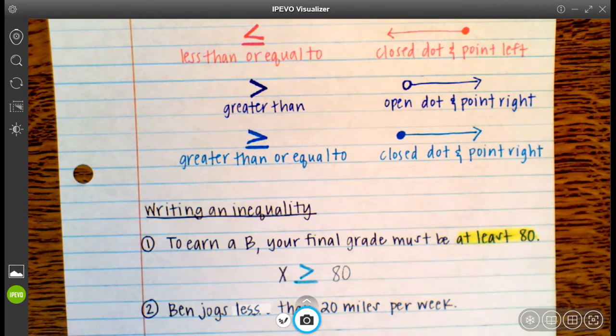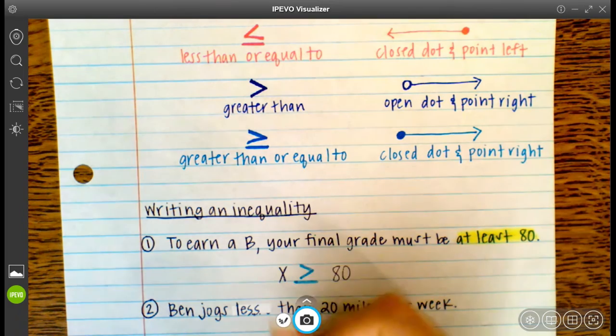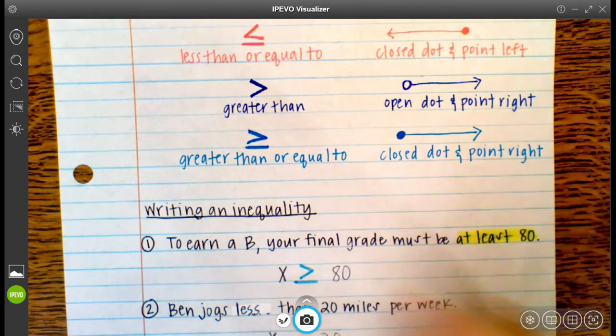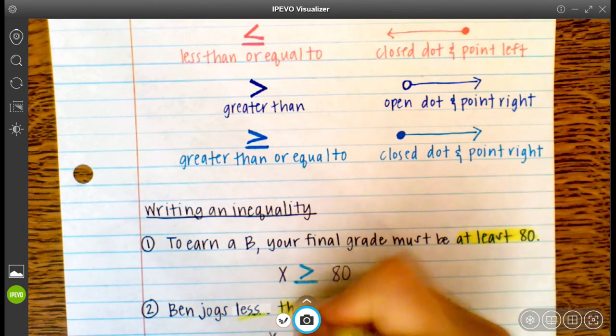Now in number 2, I did make a quick change. This is Ben jogs less than 20 miles per week. So if he's jogging, we could call our variable X. And he's jogging 20 miles per week, but he's jogging less than that. So clearly we are jogging smaller than 20 miles per week, which means that this is literally less than. You even see the phrase less than in there. Now, since I had to change it there, my bad.